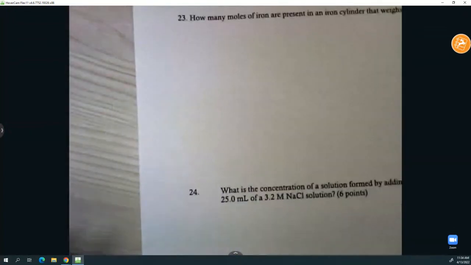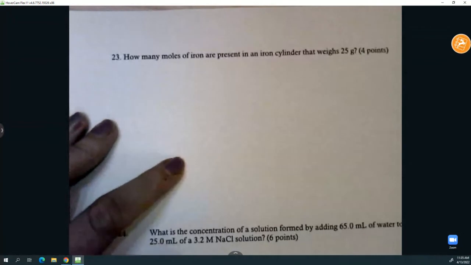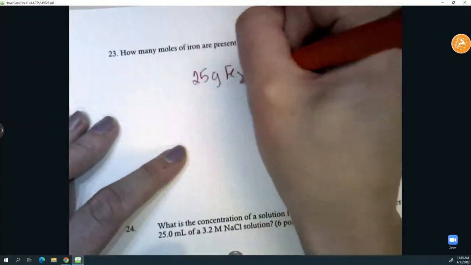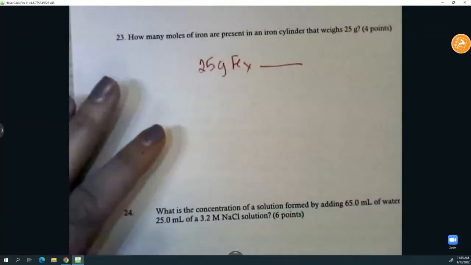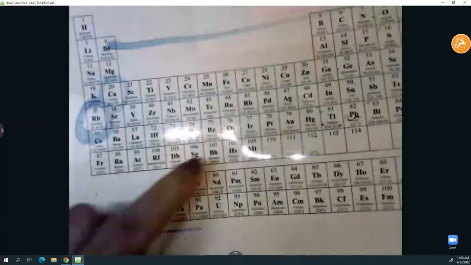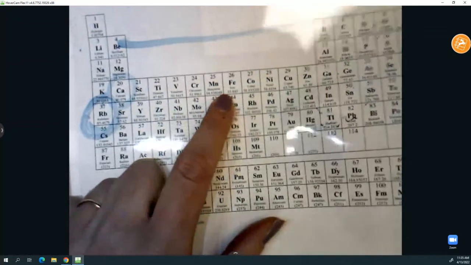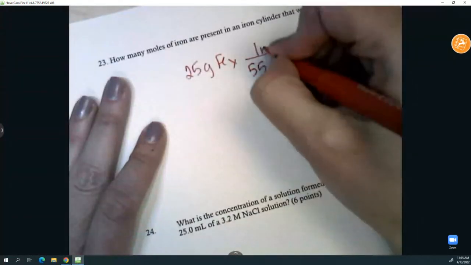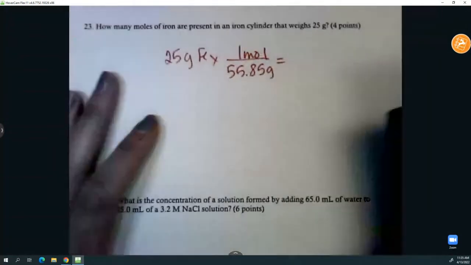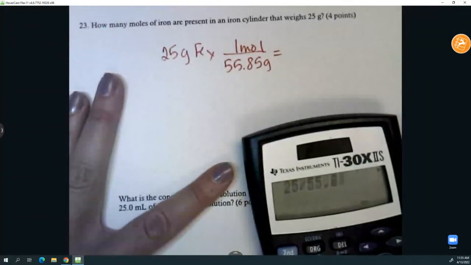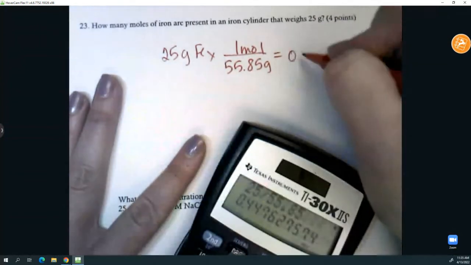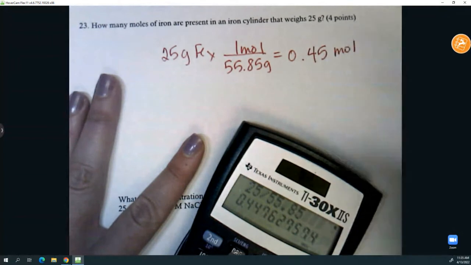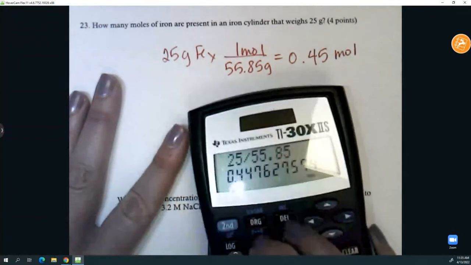All right, last page. How many moles of iron are present in a cylinder that weighs 25 grams? This is just an example problem where I just need the molar mass of iron, 55.85. I only want 2 sig figs. 0.45.